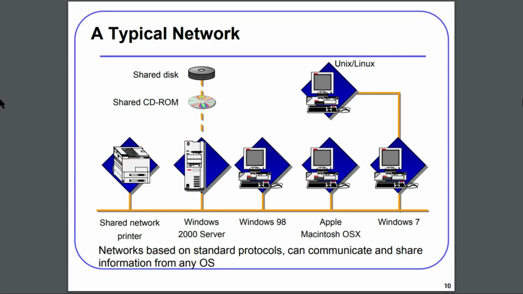So this is a typical network design or architecture, as you can see in the picture. On the left side, first is the shared network printer, then a Windows 2000 server, and there are client operating systems: Windows 98, Apple, Windows 7, and a Unix operating system. A network based on standard protocols can communicate and share information from any operating system.